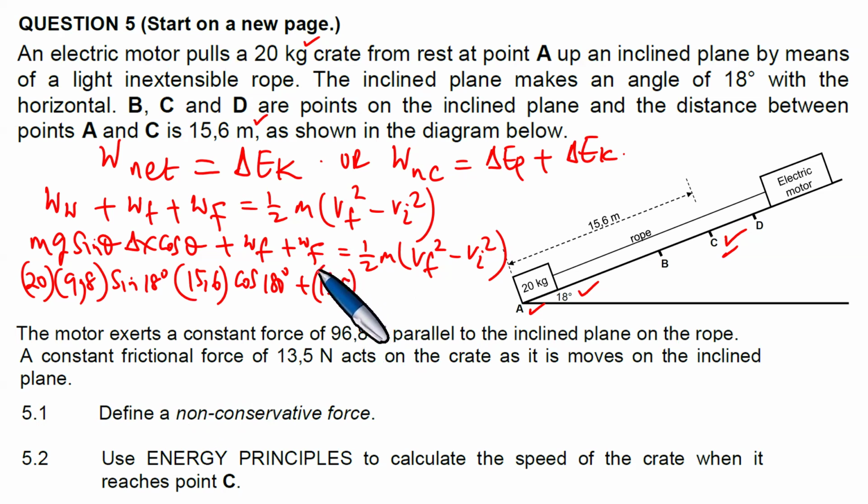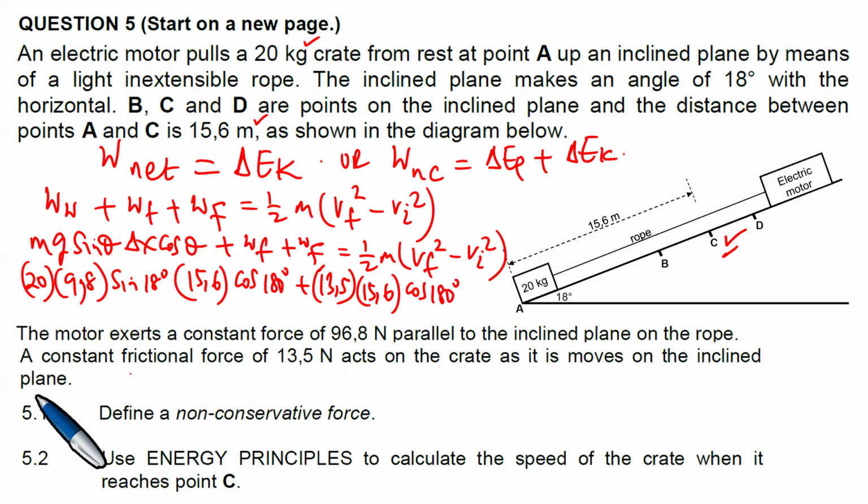All right. So which means that we continue here to find the work done by friction. The work done by friction is 13,5 times the required delta x, which is 15,6. Just note that 15,6 times the cosine of 180 degrees becomes the work done by friction. And now we continue to put in more numbers.